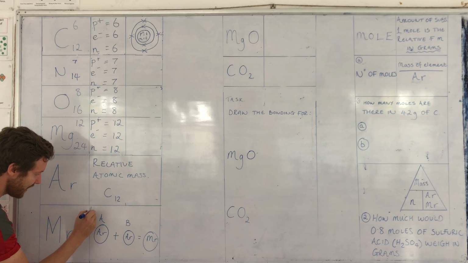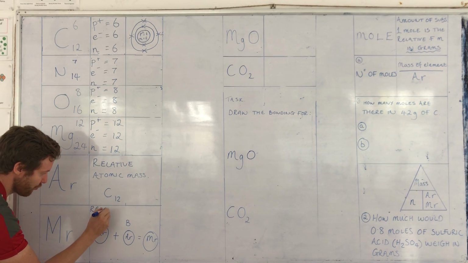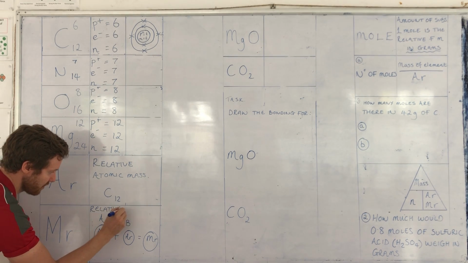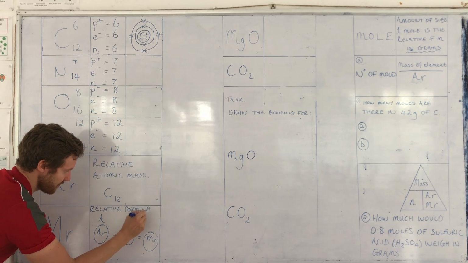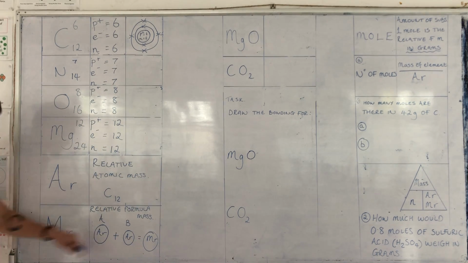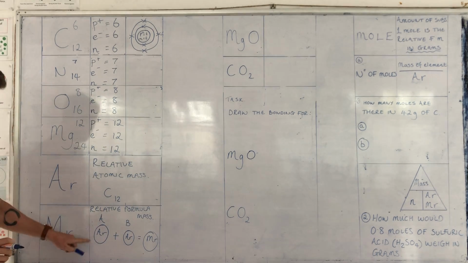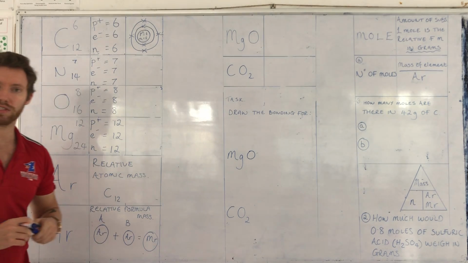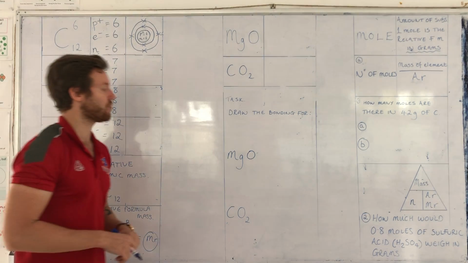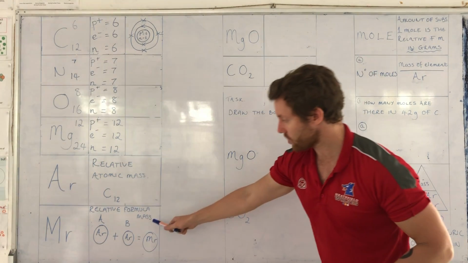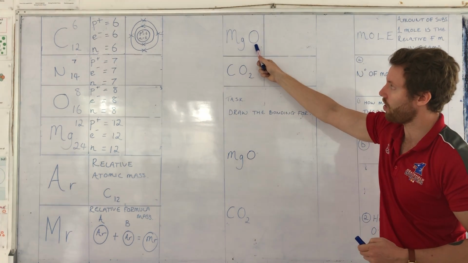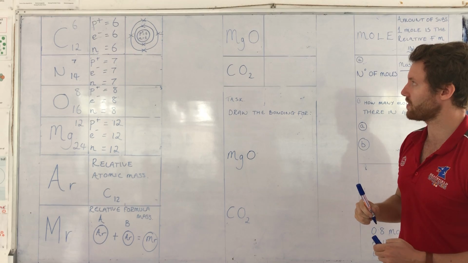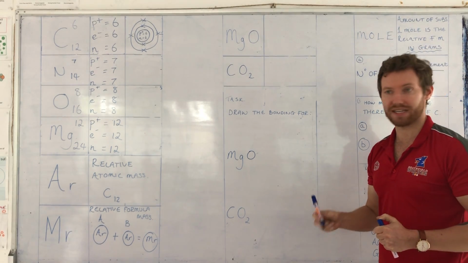So I'm just going to put a note here. We refer to as the relative formula mass. Okay, nice and simple. Let's use this information we have here to put it in a practical setting and some data we need to know. So, relative formula mass for MgO, magnesium oxide. Our first one, nice and simple.